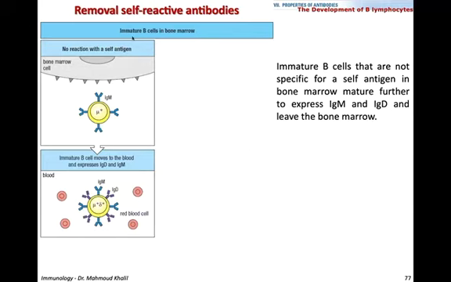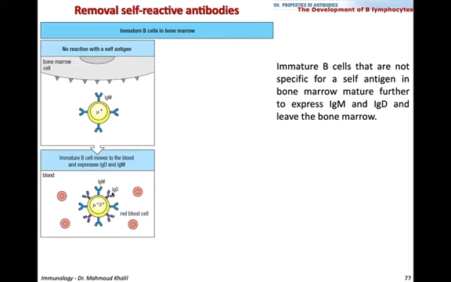So you can see here, initially, in case these are immature B cells in the bone marrow, and this type of cell has no self-reaction, no reaction with self-antigen, then if the bone marrow is sure that these immature B cells are non-reactive to self-antigen, they will be released into the blood, and will express two types of antibodies on their surface, IgM and IgD.